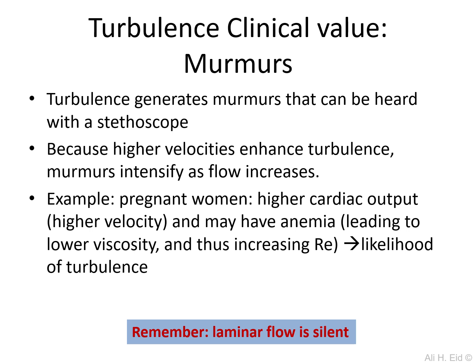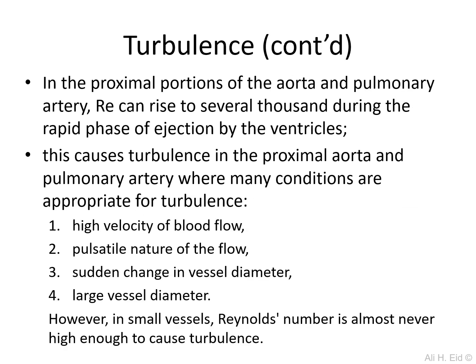Also, there's a chance of having anemia. Anemia is going to lead to lower viscosity. Remember, a while ago we gave the example and we showed that. So both higher velocity and lower viscosity are going to exacerbate the condition. The Reynolds number is going to increase, and the chance of turbulence is going to increase. Remember, laminar flow is silent. We're not going to hear anything when the blood flow is moving in a laminar mechanism.